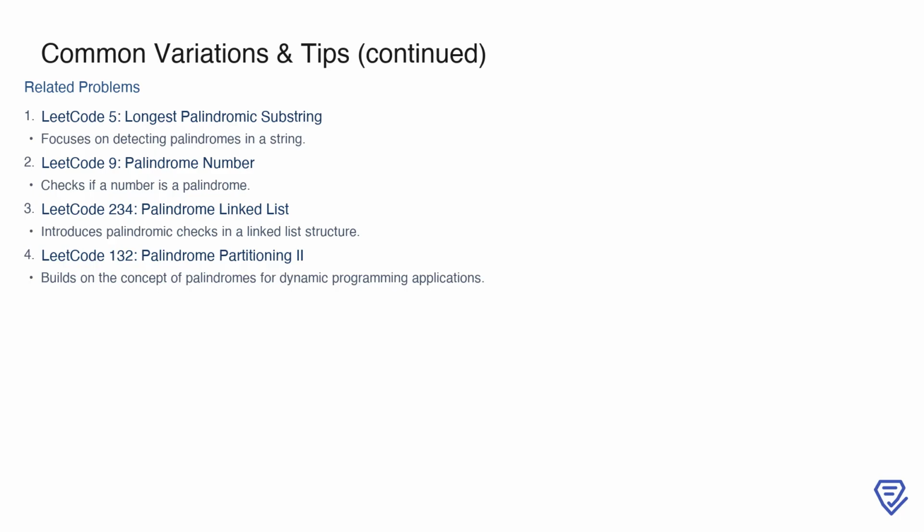This problem connects to several related challenges in LeetCode. For instance, LeetCode 5, which searches for the longest palindromic substring within a string, requires identifying patterns within text. Similarly, LeetCode 9 checks whether a number is a palindrome, which aligns closely with the symmetry concepts we've discussed. LeetCode 234 involves palindrome checks within a linked list structure, introducing additional complexity due to the data format. Finally, LeetCode 132 extends the idea of palindromes into dynamic programming, focusing on partitioning a string into the minimum number of palindromic substrings. Exploring these problems can deepen your understanding and prepare you for variations of the palindrome-related challenges.